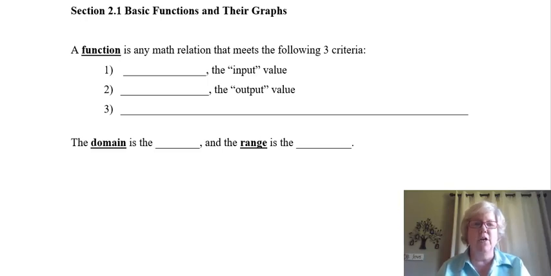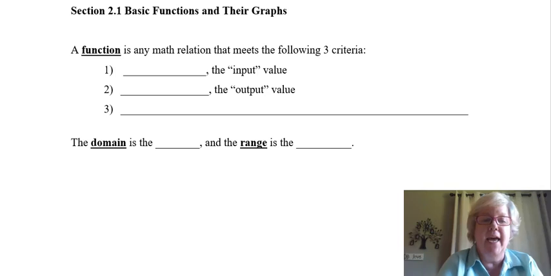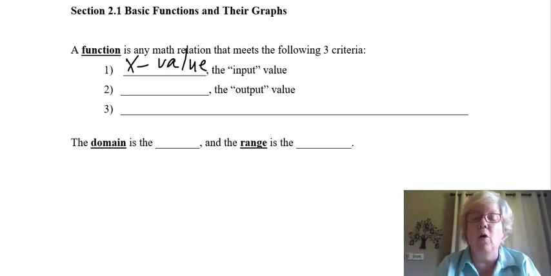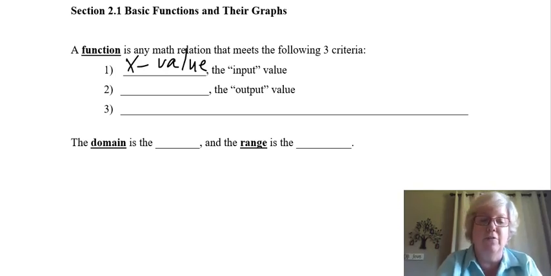Hey, today we're going to talk about what a mathematical function is. First, a definition. A function is any math relation that meets the following three criteria. It must have an x value. We call that the input or the independent value. It must have a y value. We call that the output or outcome, and it's the dependent value.